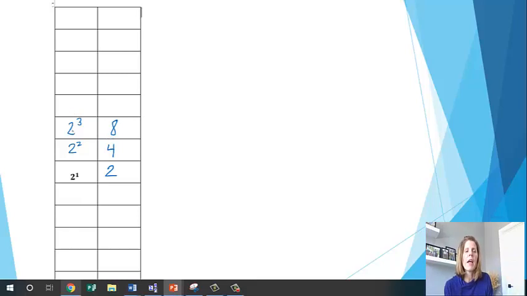Right, and then if I am at 2 to the third and I want to multiply by 1 more 2, that would be 2 to the fourth now. And if I multiply 8 by 1 more 2, I'm going to get 16. And I'm just going to be continuing this table. If I multiply by 1 more 2, that would mean now I'm multiplying by 5 2s. And multiplying 16 by 2 will give me 32. And then the next one, if I multiply by 1 more 2, I'll now have 6 2s. 32 times 2 is 64.